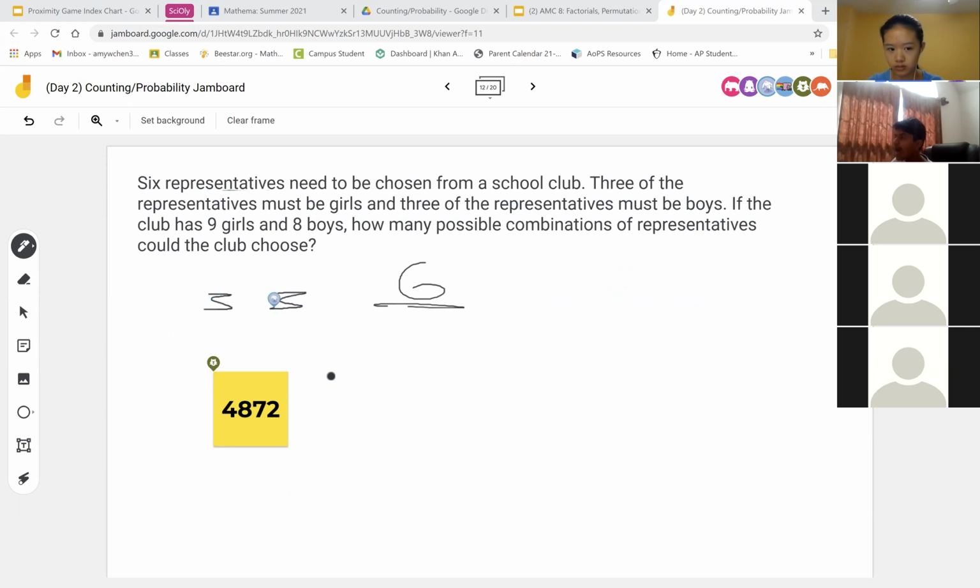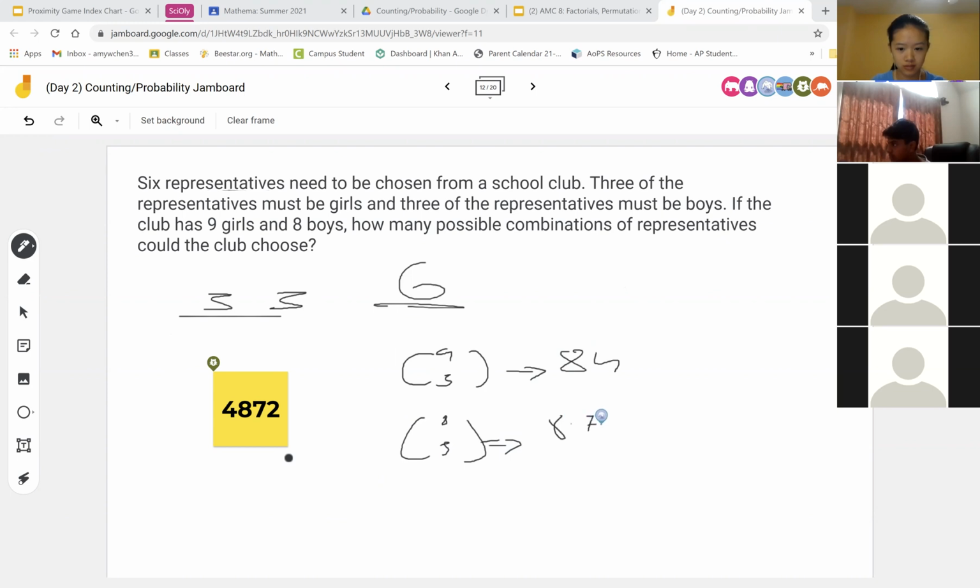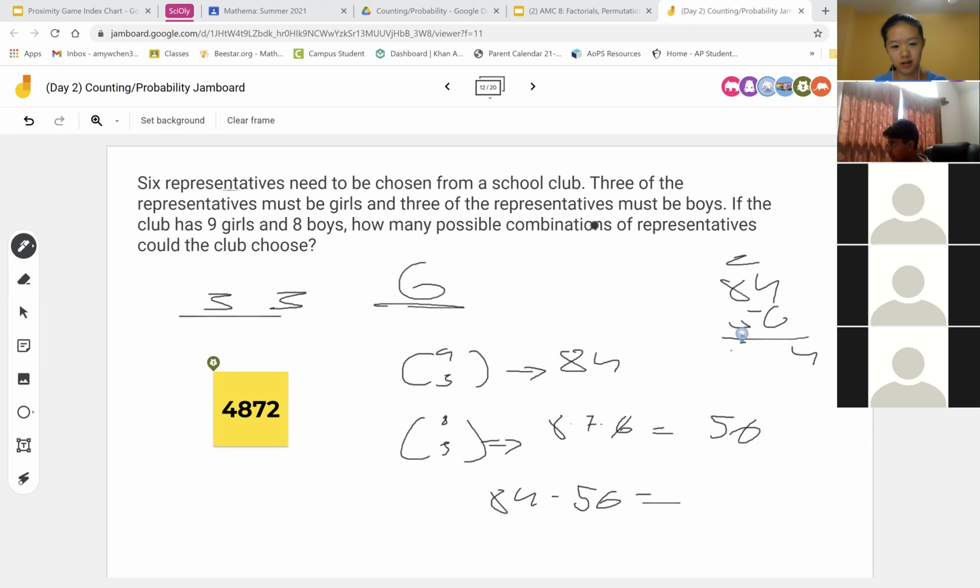So how do we do this? How many ways can you choose the girls? Nine combination 3. Exactly, 9 choose 3. What's 9 choose 3? 84, right? Exactly. How many ways can you choose the boys? 8 choose 3. What's 8 choose 3? Well, 8 choose 3 is 8 times 7 times 6, so it's 56, right? So what's the answer? You multiply them. So we get 84 times 56, 4,704.